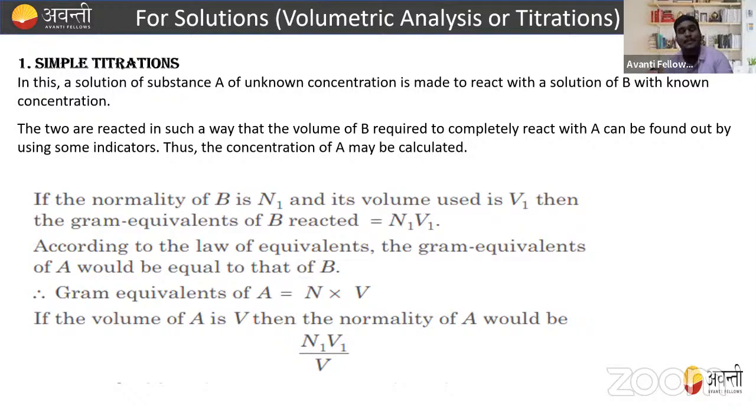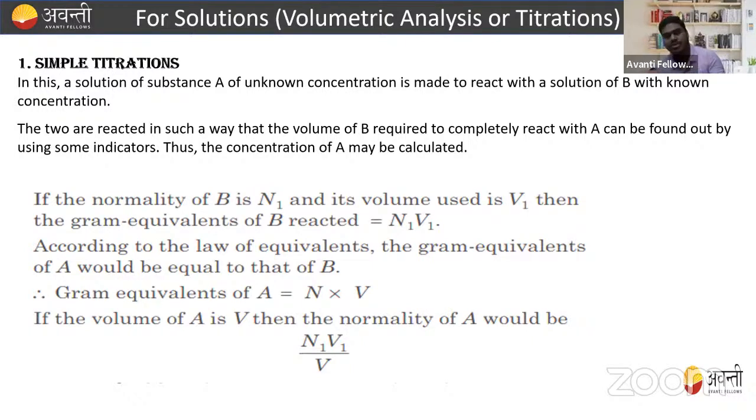What do you mean by this term simple titration? What is simple titration, beta? Basically, in simple titration, a solution of substance A of unknown concentration is made to react with the solution of B with the known concentration. It means we have two solutions, and the concentration of one solution is known, and the concentration of the other is unknown. So a solution of substance A of unknown concentration is made to react with the solution of B with the known concentration.